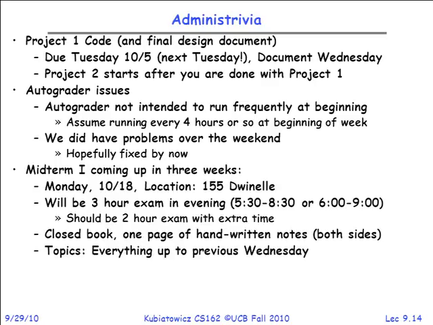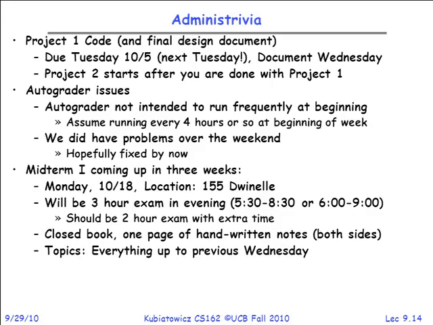I hate to mention it, but midterm 1's coming up. All right? I think it's about 3 weeks. It's on the 18th. And we do have a location, which is 155 Gwinnell. It's a 3-hour exam, and it's going to be, actually, it turns out I know for a fact now, the 6 to 9 slot. And it should be about a 2-hour exam with 3 hours of time, but sometimes it gets a little longer than a 2-hour exam. There are example midterms up on the handouts page. So they're midterms and solutions. So feel free to go there and take a look.